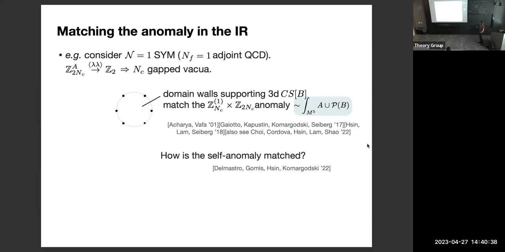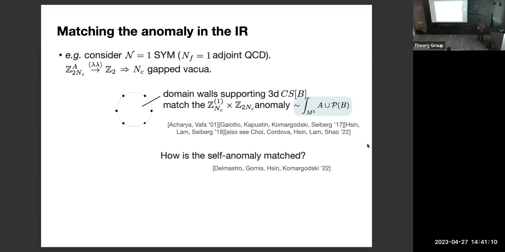And so these are my N vacua, and there are domain walls that separate the vacua, and these domain walls support some 3D Chern-Simons theory that depends on the background gauge field for the one-form symmetry. And the statement is that these domain walls match the mixed anomaly between the one-form center symmetry and the Z_{2N} R symmetry. So the anomaly of this form is matched on these domain walls.